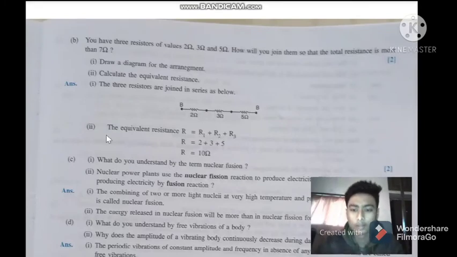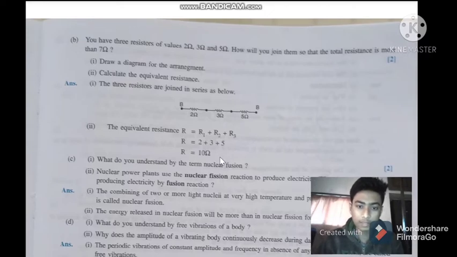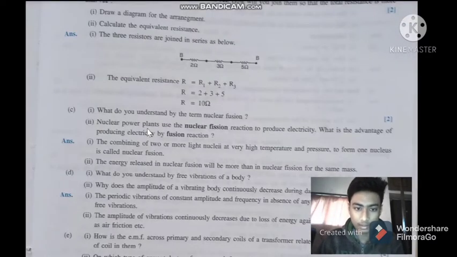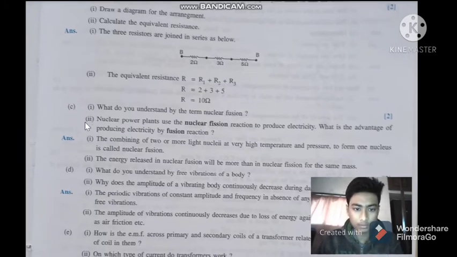Now, what we are studying now is that the equivalent resistance R is R1 plus R2 plus R3, because they are in series, right? So it becomes 2 plus 3 plus 5, ultimately 10 ohm is your correct answer. Now nuclear fusion and fission you don't have, so cut off this question.